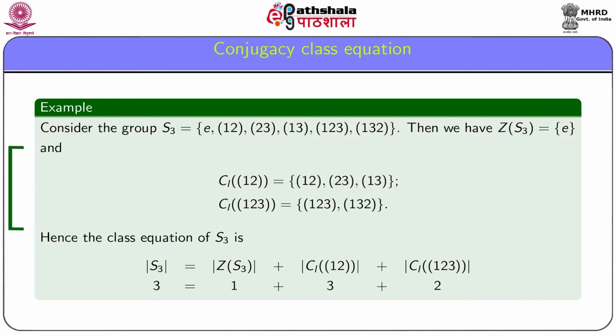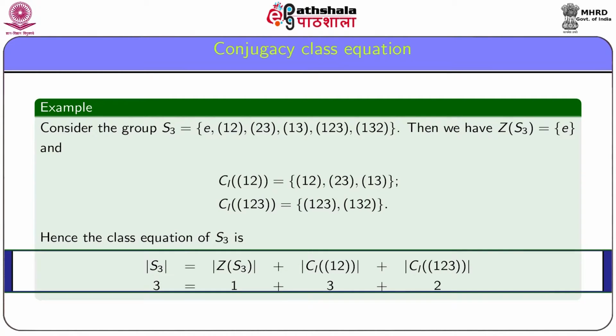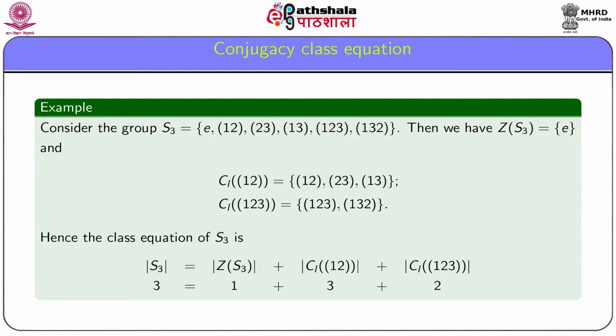Consider the group S3 of all permutations on 3 symbols. Recall that the center of this group, that is Z(S3), contains only the identity element E, and the conjugacy class of (1 2) contains 3 elements, and the conjugacy class of (1 2 3) contains 2 elements. So, the class equation, order of S3 is equal to the order of Z(S3) plus the order of the conjugacy class of (1 2) plus the order of the conjugacy class of (1 2 3), gives us 6 is equal to 1 plus 3 plus 2.